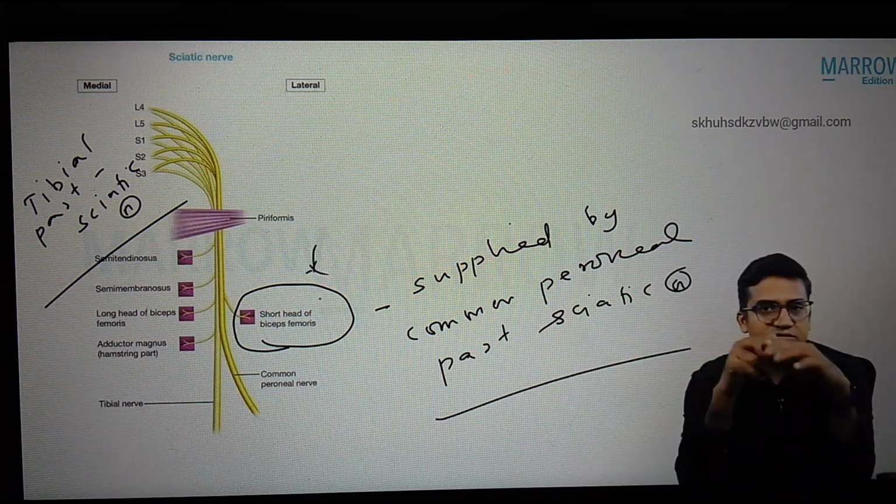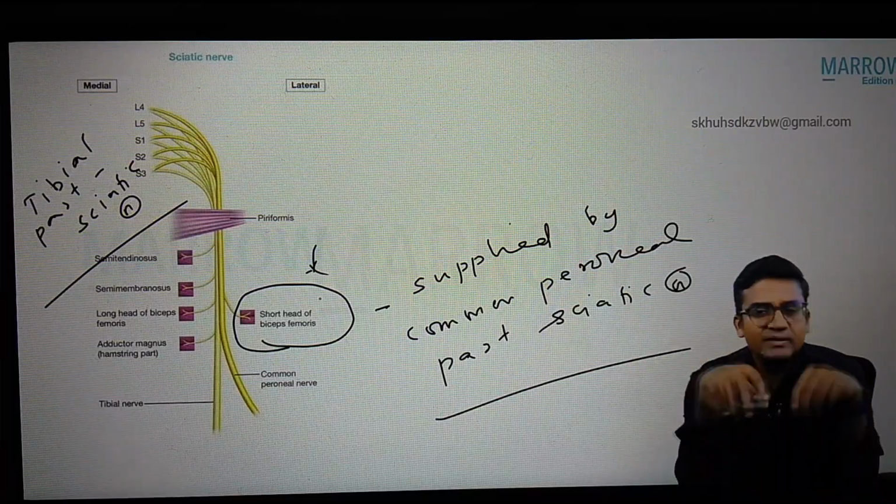That's all about the hamstring muscles. Hamstring muscles are a very small topic. We have some basic properties, and if you know the muscles, that is more than sufficient. Okay, that's all about the hamstring muscles.